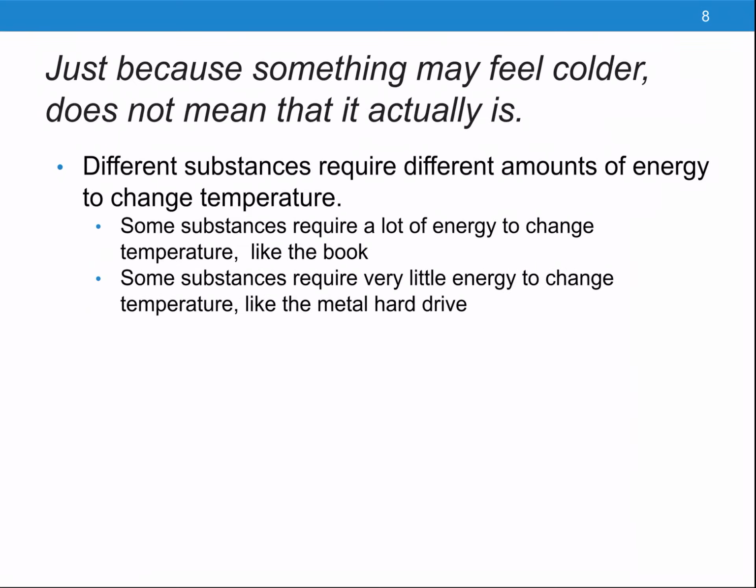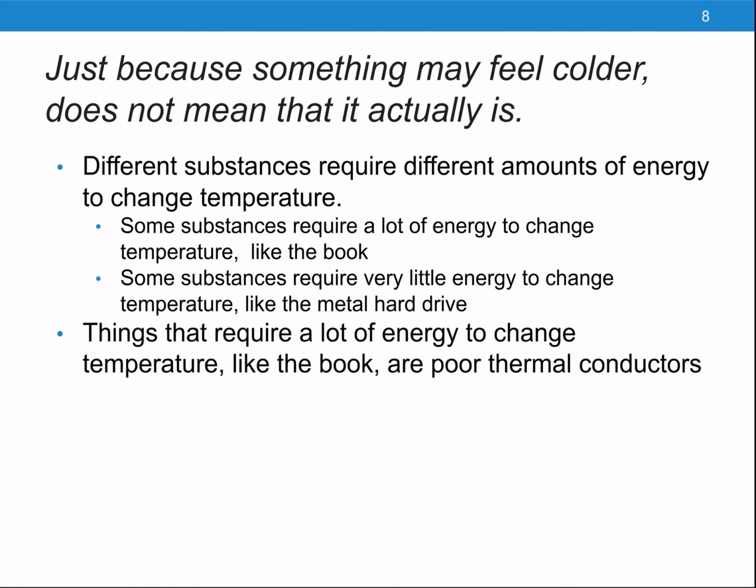But something like metal doesn't require a lot of energy to change temperature. It will heat up and cool down very, very quickly. That's why if you ever put aluminum foil in the oven, you can generally touch the aluminum foil pretty quickly after pulling something out of the oven, because it changes its temperature very rapidly. It requires very little energy to get back to the normal temperature.